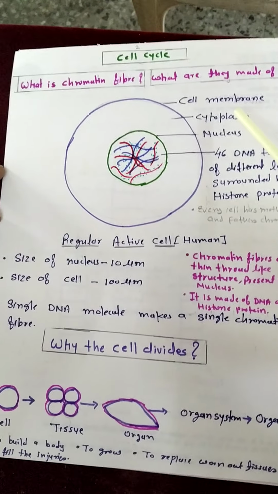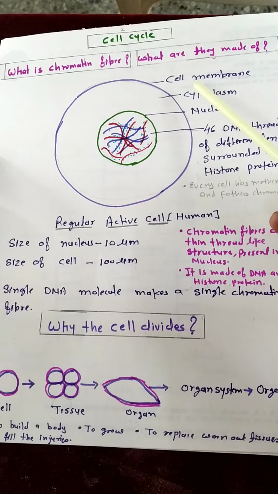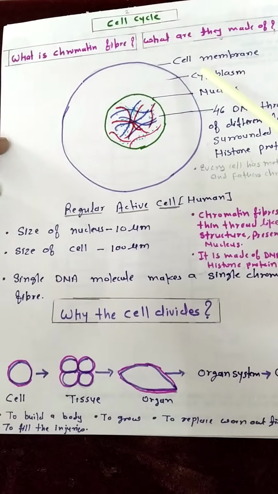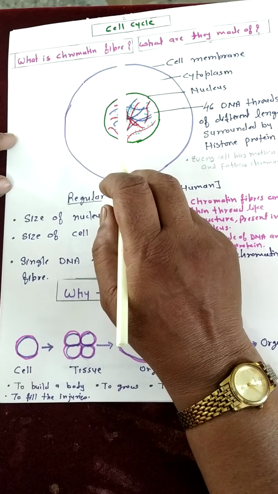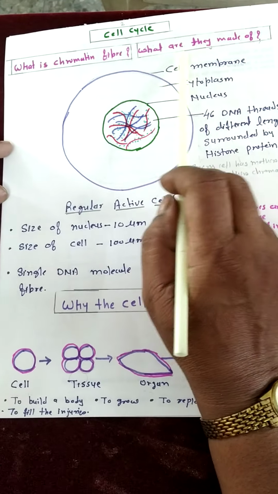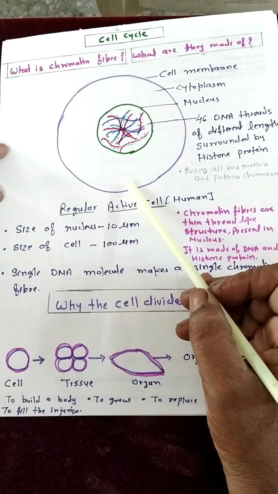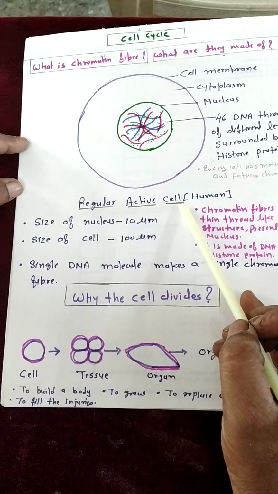So now we start with today's topic, that is chromatin. So the question here is, what is chromatin fiber and what is it made of? To understand this concept, see this diagram of the cell. This is the human cell, a regular active cell.